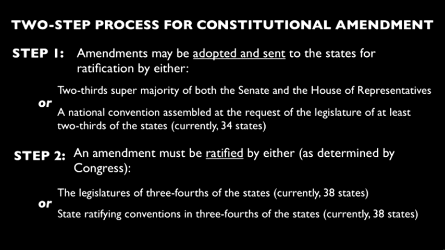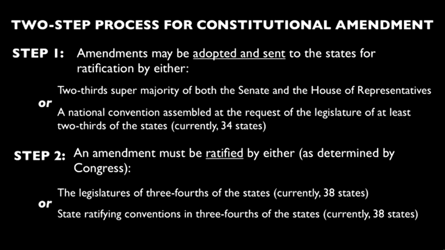So the first step is that amendments may be adopted and sent to the states for ratification by one of two mechanisms. So either of these two mechanisms would allow the amendment to be adopted and then sent to the states. So the first mechanism is that two-thirds of the Senate and the House of Representatives must propose to adopt this amendment. And that's known as a supermajority. So it requires both houses of the legislature, two-thirds, not the normal 50% or the normal majority required, but a supermajority, which is much more difficult to achieve and often requires the help and support of both parties.